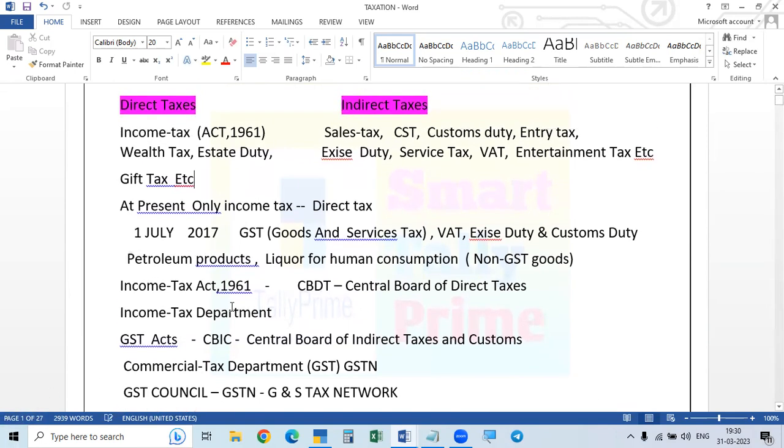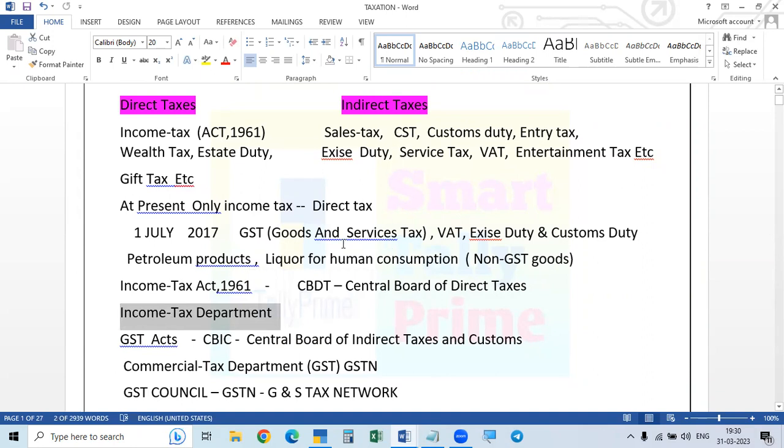Then, the Income Tax Act is administered or looked after by one central government body called CBDT, the Central Board of Direct Taxes. It is a direct tax. That is why it is administered by CBDT through a department called the Income Tax Department. So the CBDT is the authority, and it has a department under it, the Income Tax Department.